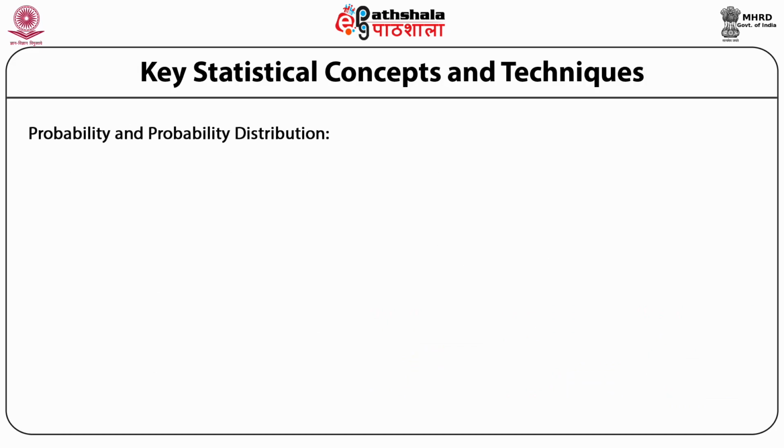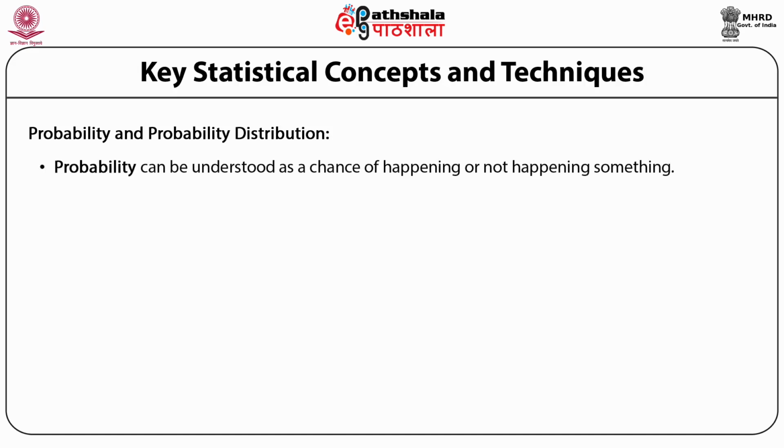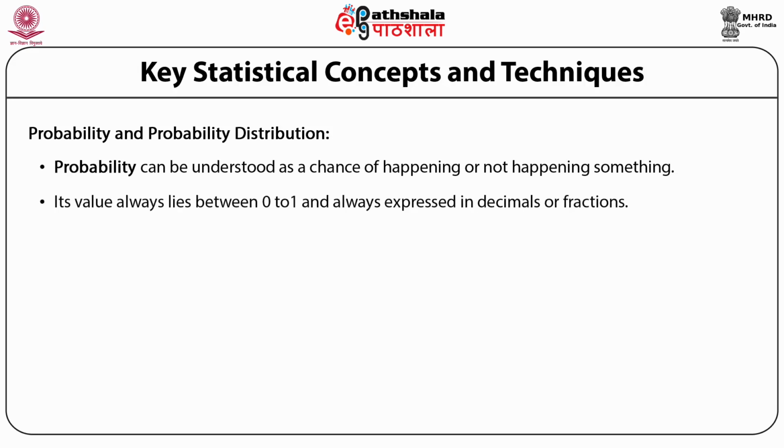Probability and probability distribution. This is another statistical concept that is used extensively in business decision making. And probability is something that affects all of us in our day-to-day lives also. Probability can be understood as a chance of happening or not happening something. Its value will always lie between 0 to 1 and is always expressed in decimal or fractions.